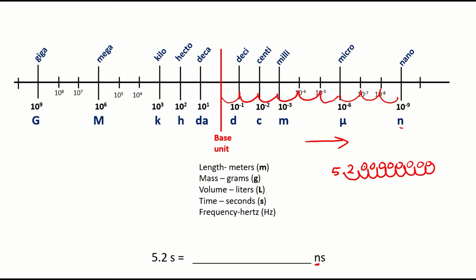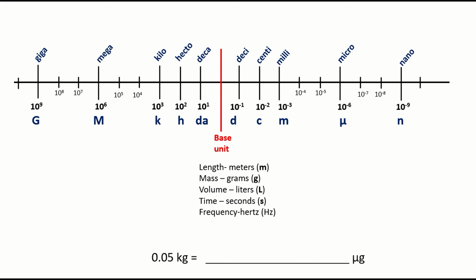So how many zeros do you have? 1, 2, 3, 4, 5, 6, 7, 8. I'm going to write a number here. So 5.2 seconds converted into nanoseconds is this number.